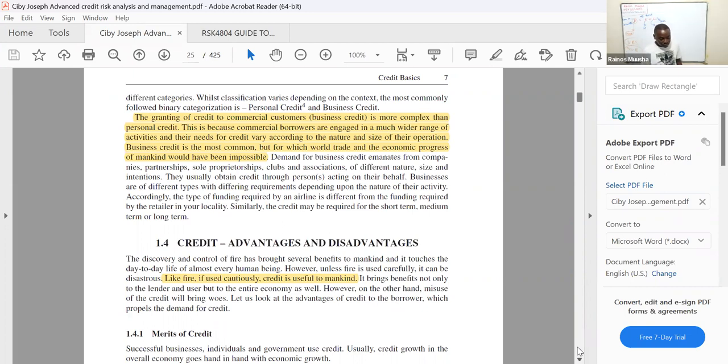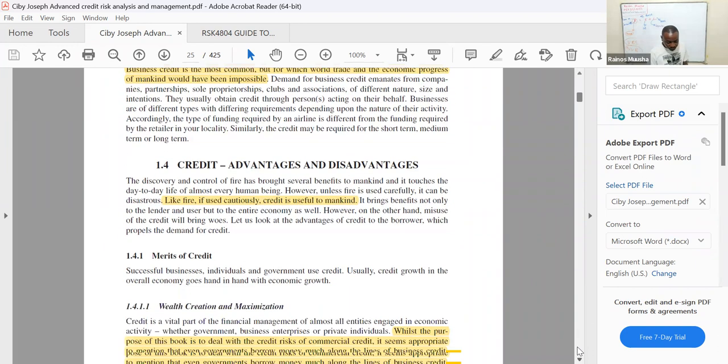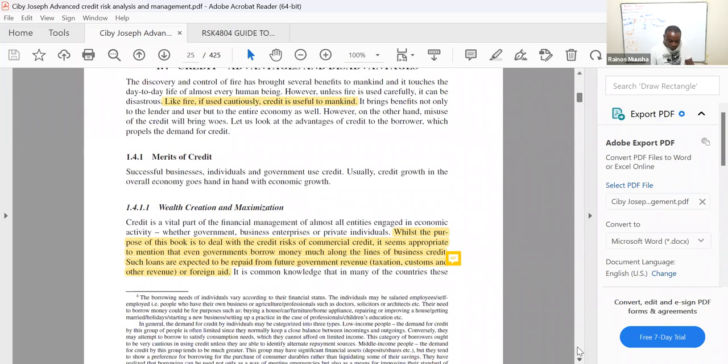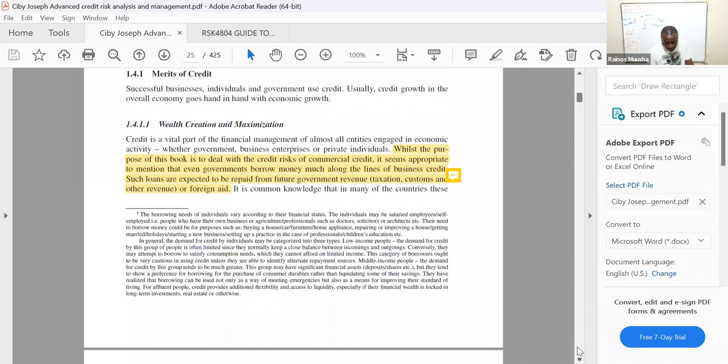And for us to see in detail exactly why we need credit, we're going to be looking at the advantages and disadvantages of credit. So section 1.4, we look at the advantages and disadvantages of credit. It can also be seen as the pros or cons of credit. Here they say, like fire, if used cautiously, credit is useful to mankind. When you look at the merits of credit, which are also the advantages of credit, the first advantage that they give us is wealth creation and maximization.